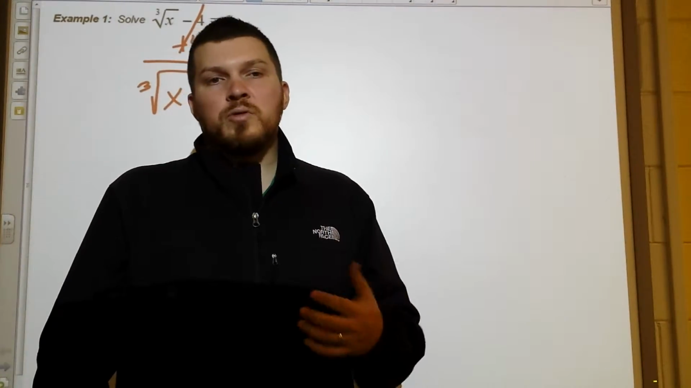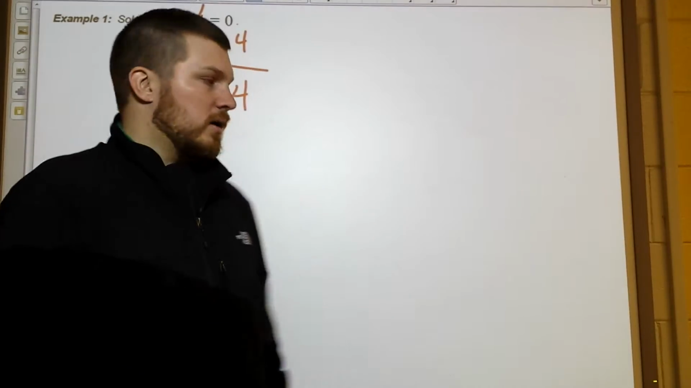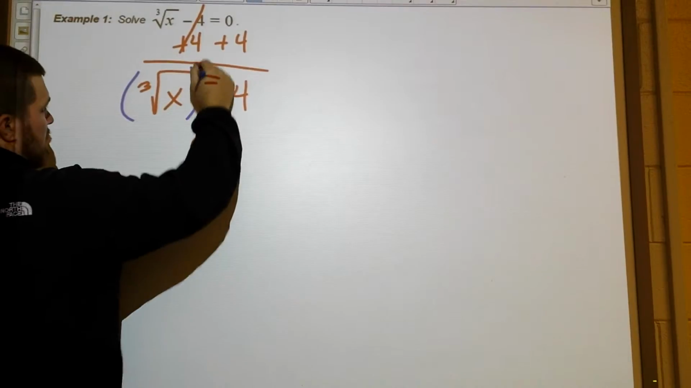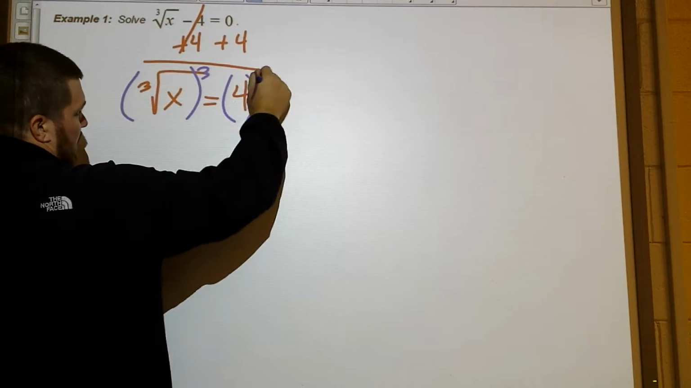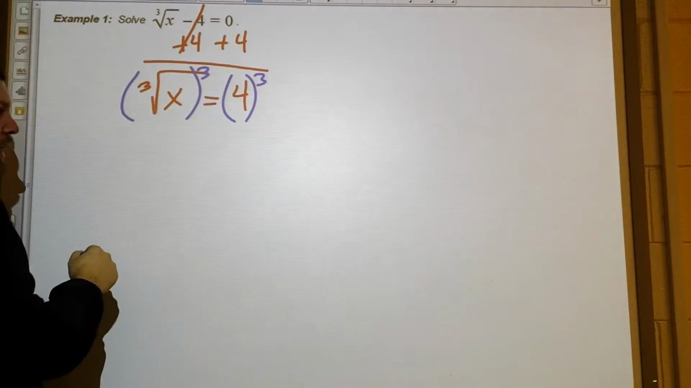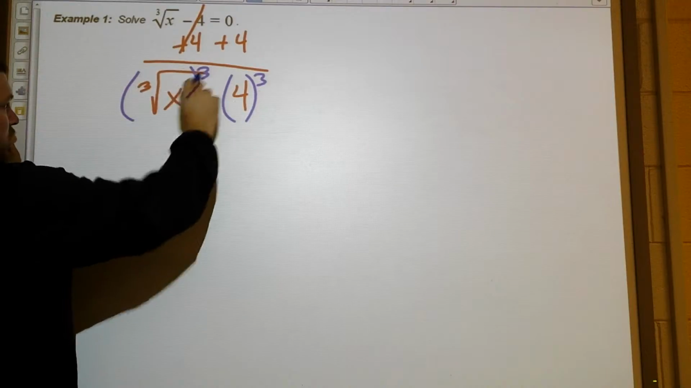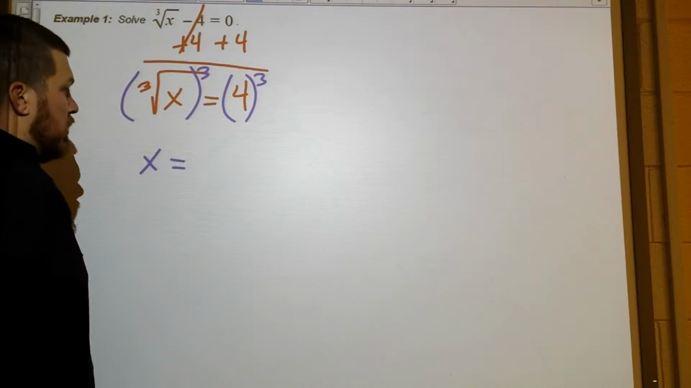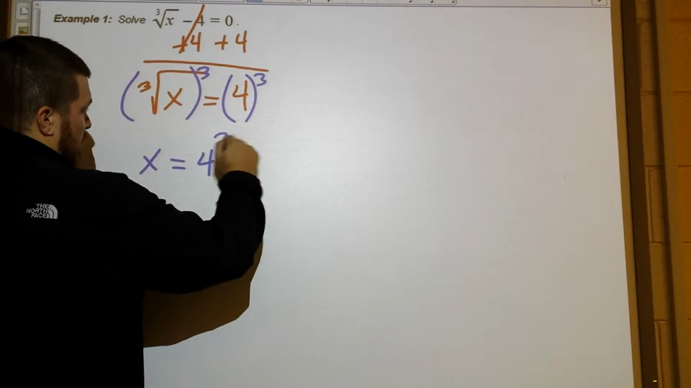Cube root and cube cancel each other out, so I'm going to cube each side. What I do on one side, I do on the other. My index was 3, so my power has to be 3 to undo it. These two cancel out, so I just have x. And since my index was odd, I only have one answer. So x equals 4 to the third power.